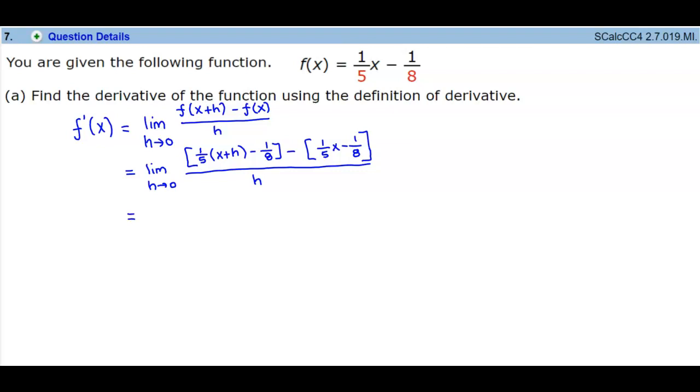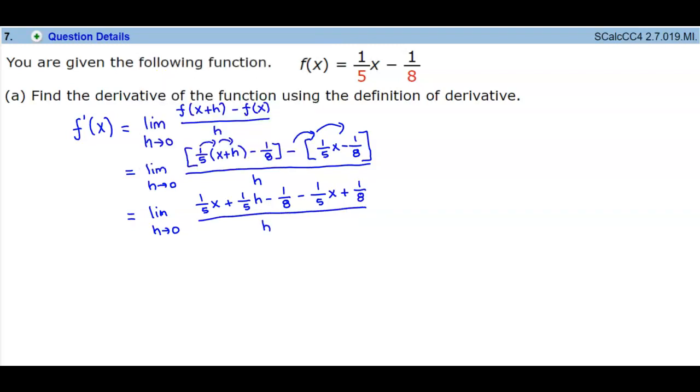Okay, so now let's go ahead and then distribute and combine like terms where we need it. So if we distribute the 1/5 to those terms, we get 1/5 x plus 1/5 h minus 1/8. And now let's distribute the negative sign here, so we get negative 1/5 x plus 1/8. And then we're dividing that by h.